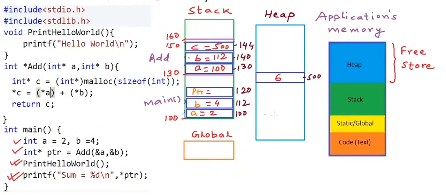Now in this code, let's say this call to malloc gives us this block at address 500 in the heap. c now is pointing to this block, and using c we have written this value 6 here. Now when add finishes, the address returned by the add function, which is address 500, is still valid. We still have the data there, and it will not be deallocated. Anything on the heap has to be explicitly deallocated.